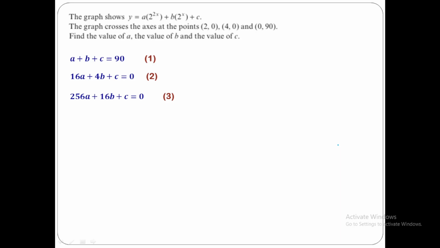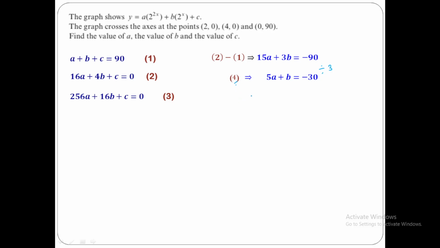Okay, let's write the equations in order. First we subtract 1 from 2. We get 16a minus a is 15a, 4b minus b is 3b, and c minus c is 0, and 0 minus 90 is minus 90. Here we divide by 3. Dividing by 3 we get 5a plus b equal to minus 30. We keep this as equation 4.